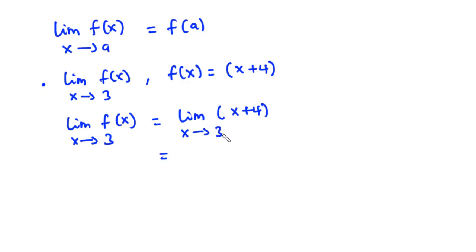Now we are going to substitute the value that x is approaching, which is 3, into the function, and then we are going to do away with the limit. So we have 3 plus 4, and then we have our limiting value to be 7. So this is one way of finding the limit of a function, that is directly substituting the value that x is approaching into the function to get the limiting value. So now let's solve some examples on that.